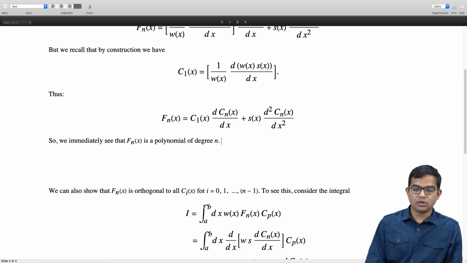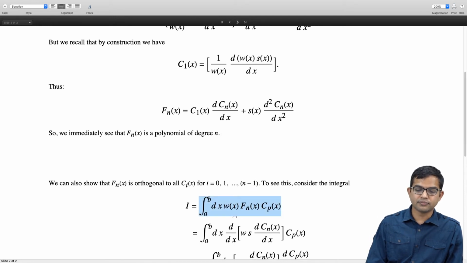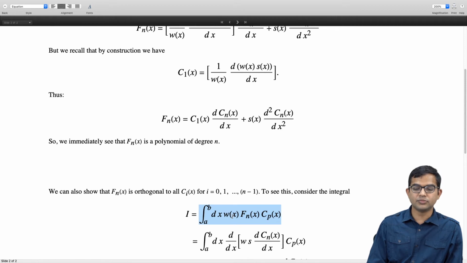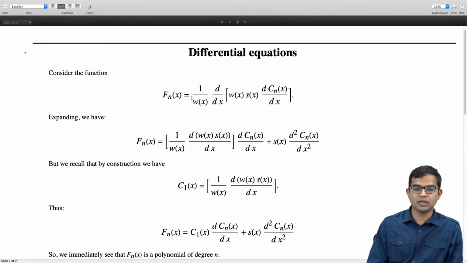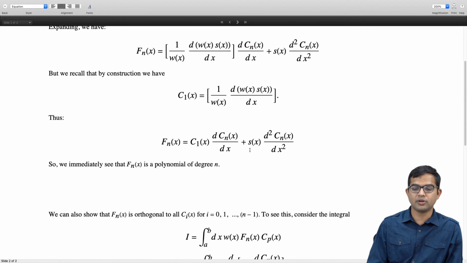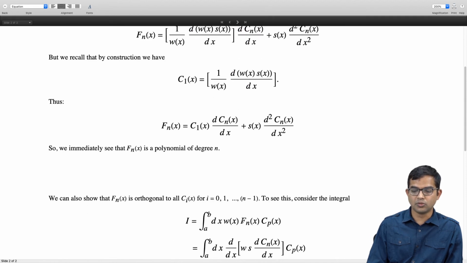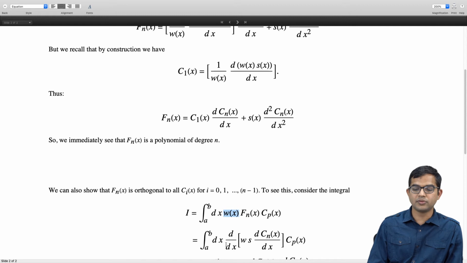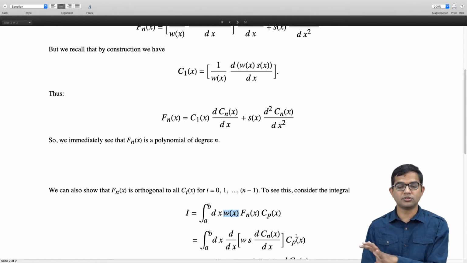So in order to evaluate this integral, we will replace this fn of x by this first expression we had. We have this 1 over w times the derivative. So it's convenient to rewrite fn of x in this integral as 1 over w times this derivative, and this w will cancel with the w which is sitting here outside. So you are left with this integral from a to b dx, d by dx of this w times s times d by dx of cn of x. Then there is an overall cp of x which is sitting outside.